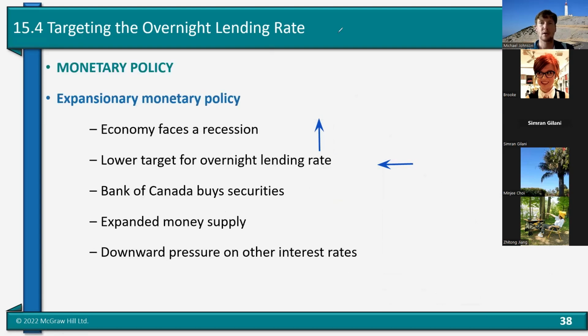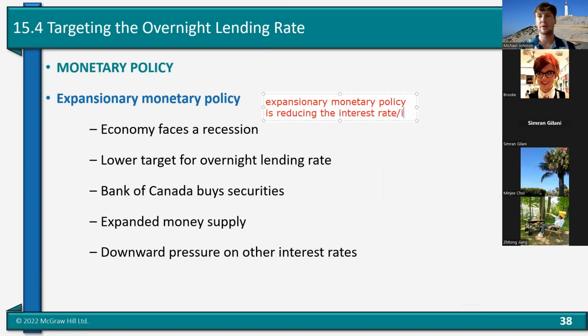So you use expansionary monetary policy when there's a recession. Lower target for the overnight lending rate: Bank of Canada buys securities, expands the money supply, and puts downward pressure on other interest rates. So expansionary monetary policy is reducing the interest rate and increasing the money supply.